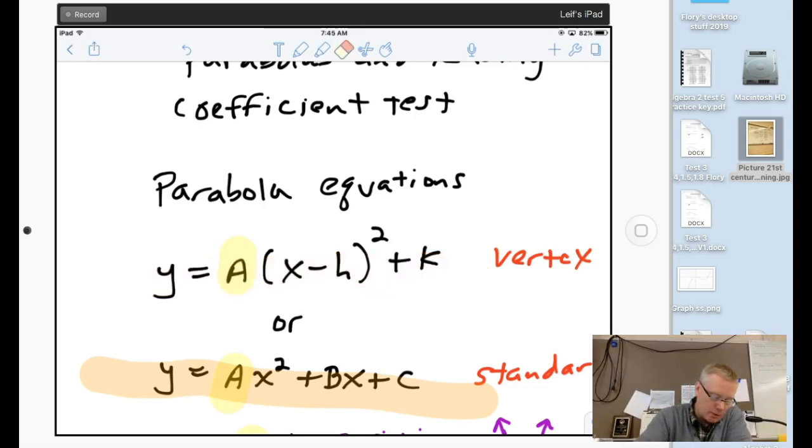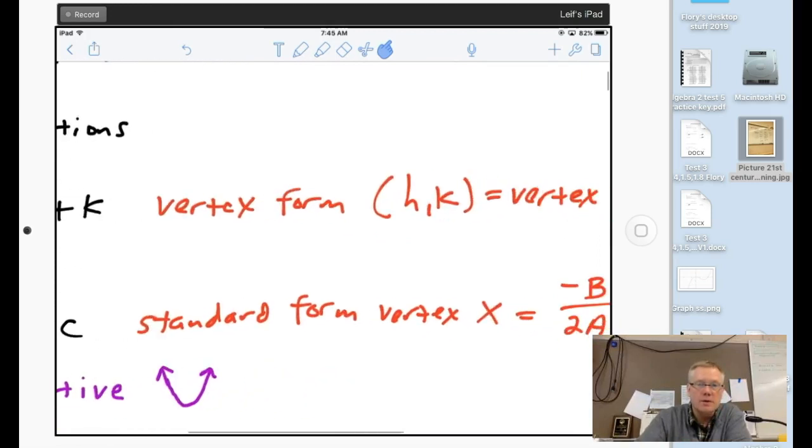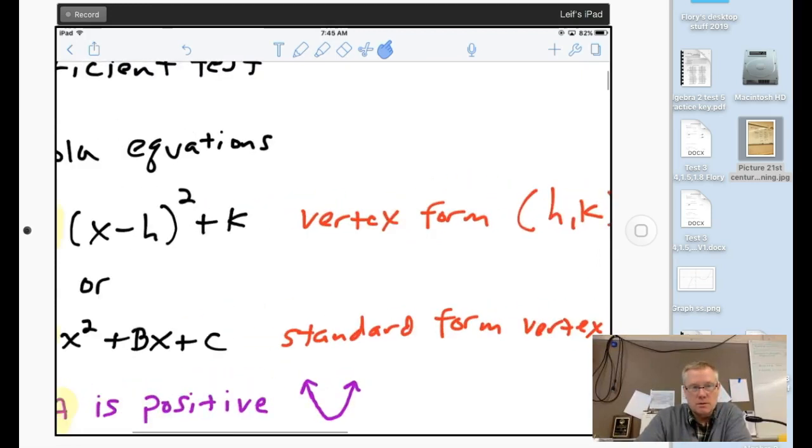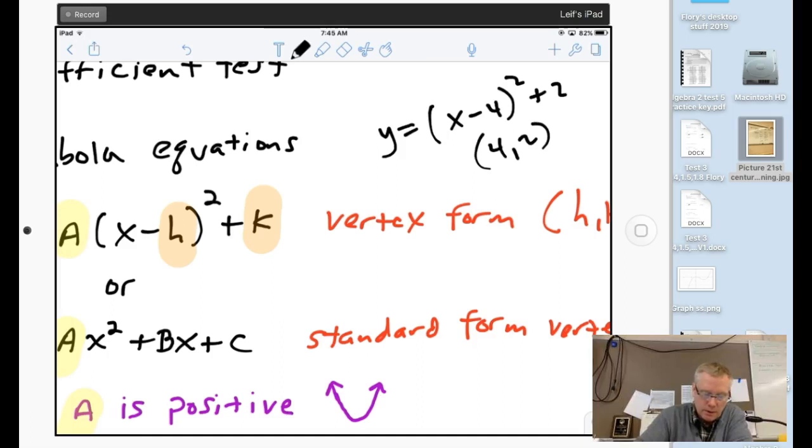If you're looking to find the vertex for those two forms, in vertex form it's given to you. You just pull the h and the k right out of the equation. The h is the opposite sign of what you see in there, so if you see x minus 4, the 4 will be positive. The k is the same sign as it looks. So if I had y equals (x minus 4) squared plus 2, the vertex would be (4, 2).